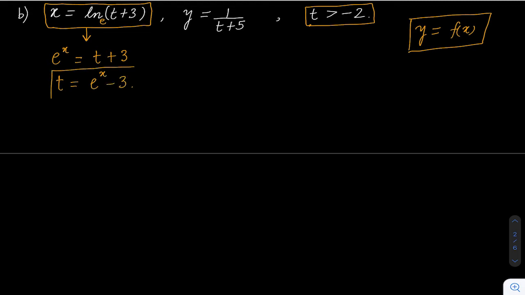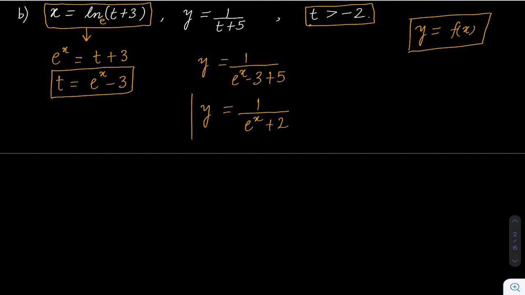So this I will substitute in the second equation. What is my second equation? y equals 1 upon t plus 5. So y equals 1 upon t, t means e power x minus 3, plus 5. So what is my y value coming here? 1 upon e power x plus 2. So this is my answer. Now as you can see, there is no t in this and y is represented as a function of x. So this is my answer. Okay, one more thing. So this is my Cartesian equation.